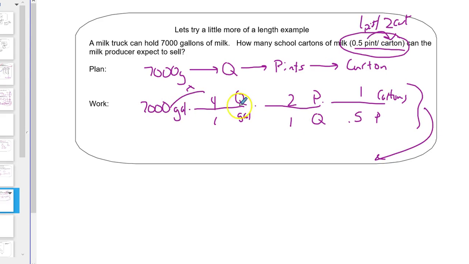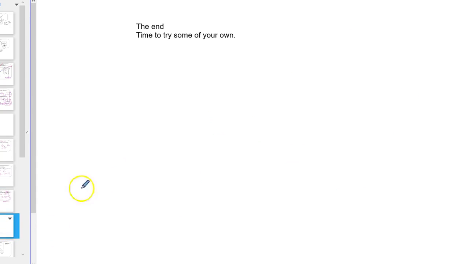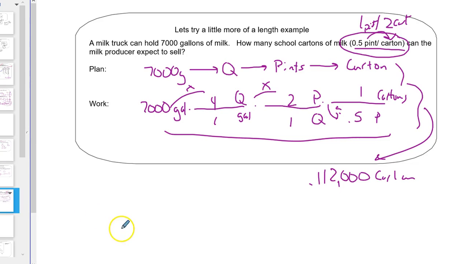Let's run this thing through here. 7,000 times 4 times 2 divided by 0.5, and I get 112,000. The answer doesn't really matter. We've done what matters. We've created a plan, we've tried it out. But we got a lot of cartons. Again, watching me do this does not make you proficient. You have to now go to the workbook with plenty of problems, try them out, set them up, and run them. Thank you.